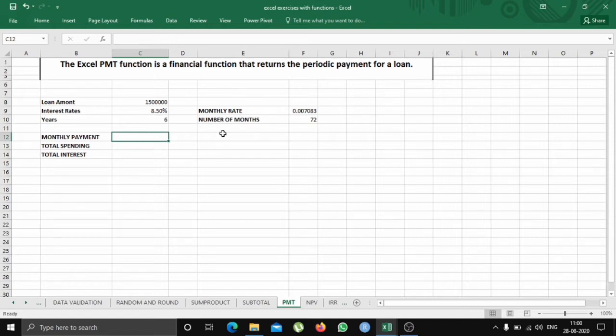Now let's calculate the monthly payment. For this, you'll be entering the PMT function, payment. The rate is the monthly rate, then the number of periods, number of months, and then the loan amount, which is 15 lakh. Close the bracket, press enter. Here you can see the amount is reflected in red. The reason is there is a cash outflow from your side, and Excel considers it as a negative. So let's enter a negative sign before payment and see what happens. Now it is in black font. It considers it as a positive.